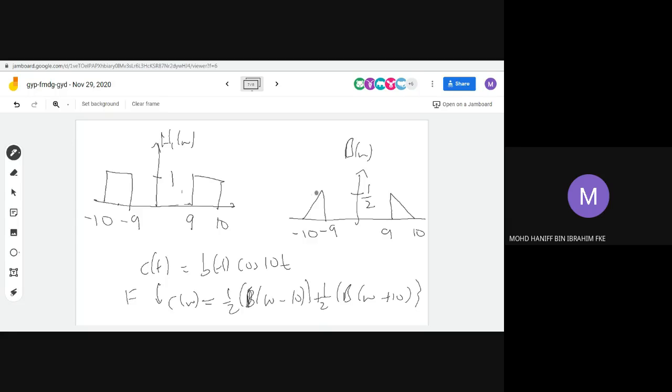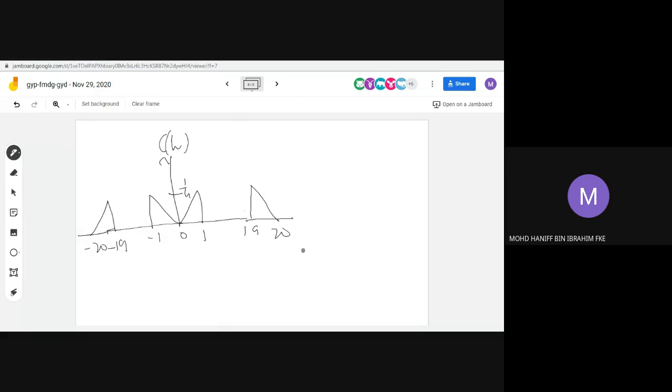The same thing applies for the second signal here. It will be shifted by 10 units to the right, which is from 0 to 1, and then to the left, which is from -20 to -19. That is why we get the C omega, which will look like this.